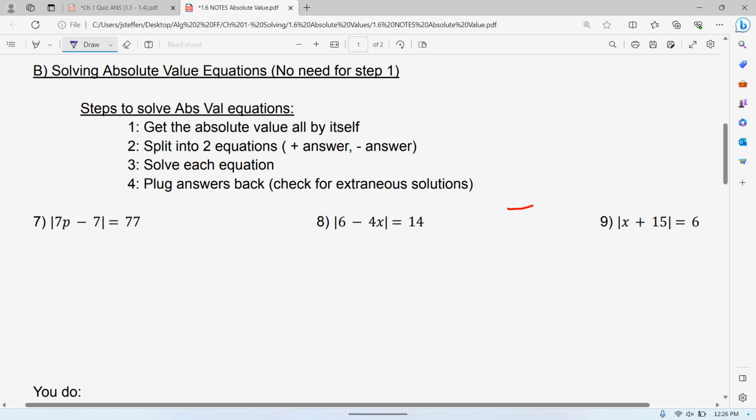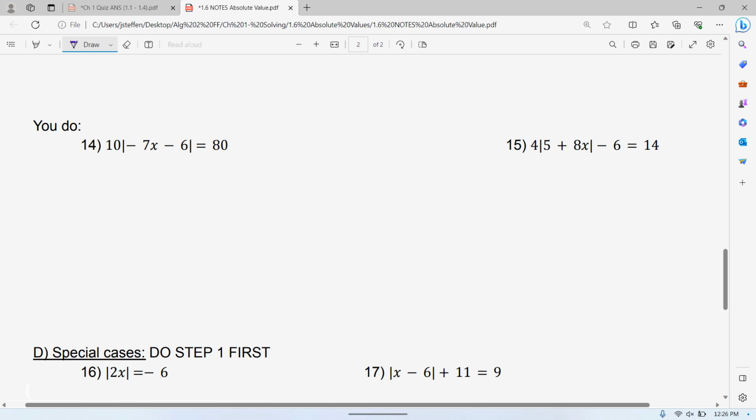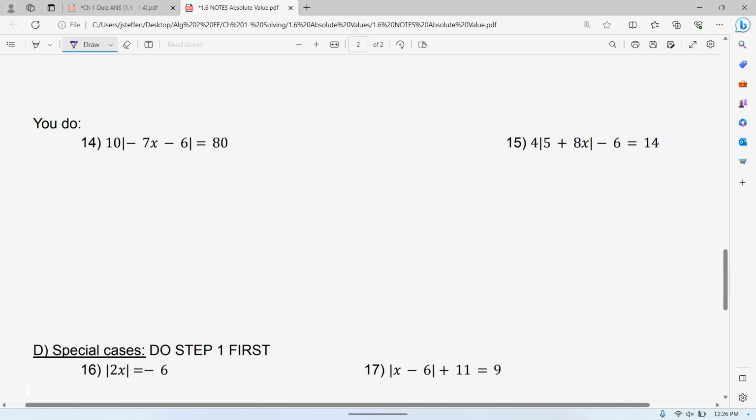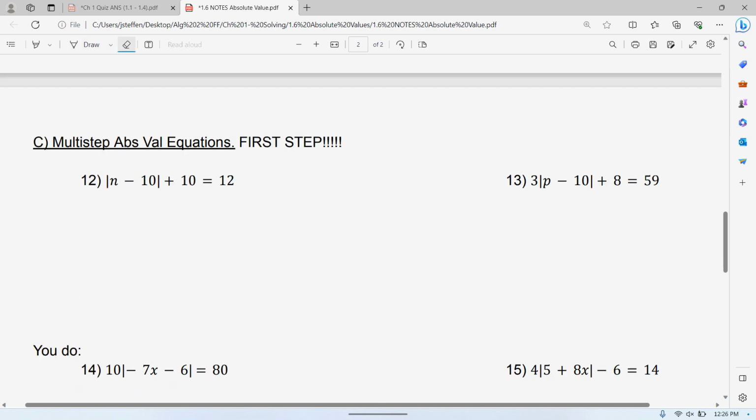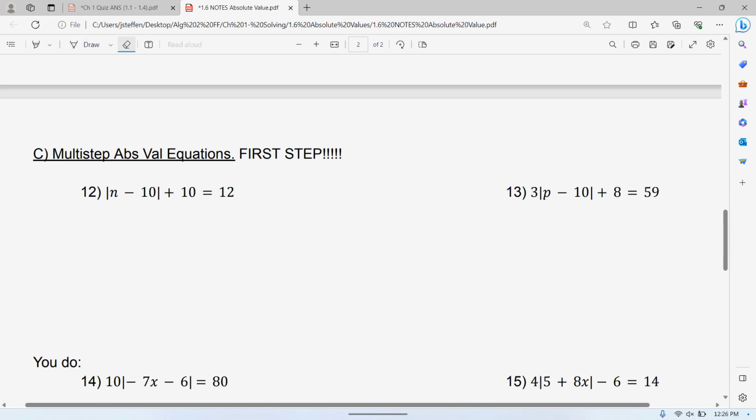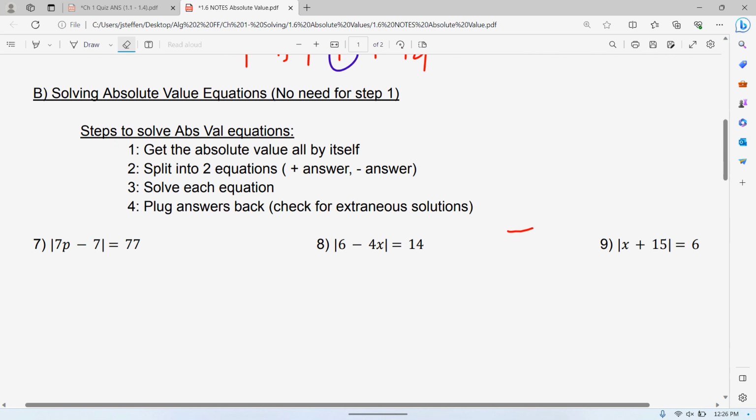The first step is to get the absolute value all by itself. These first several problems, you don't have to do that. That step is done for you. The absolute value is all by itself. What I mean by that is if you look ahead, this one has a 10 that's not inside the absolute value, so you'd have to get rid of that first. That'd be your first step. Number 12 or number 13 has that 8. You have to get rid of that first before you do anything else. So the first step is to get the absolute value all by itself.